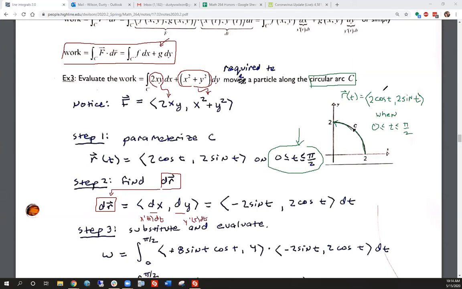So we come back to our r function, and here's x of t. It's our first component, and so that tells us that x prime of t would be -2 sine t. And y of t is the second component, and so its derivative would be 2 cosine t. And then I just factored out the dt at the end, since it's in common. Questions so far?